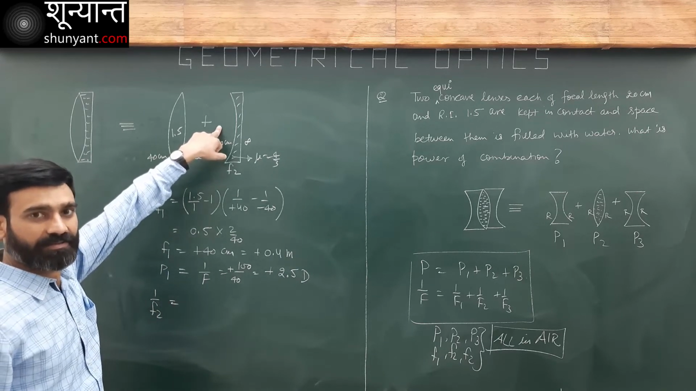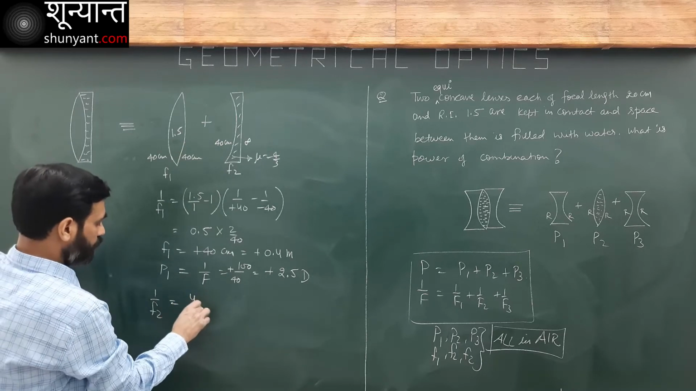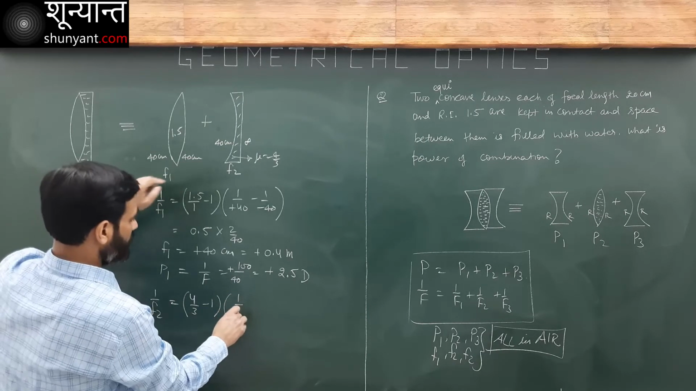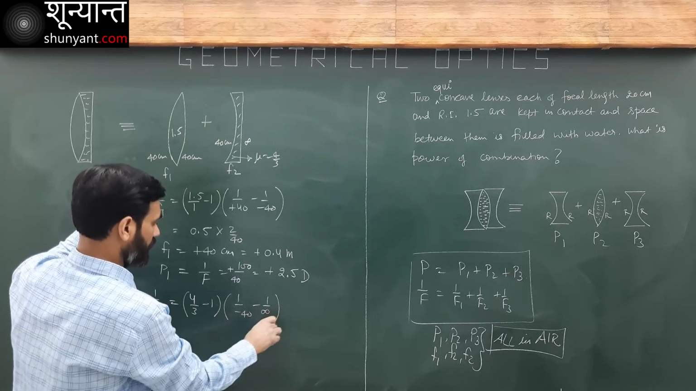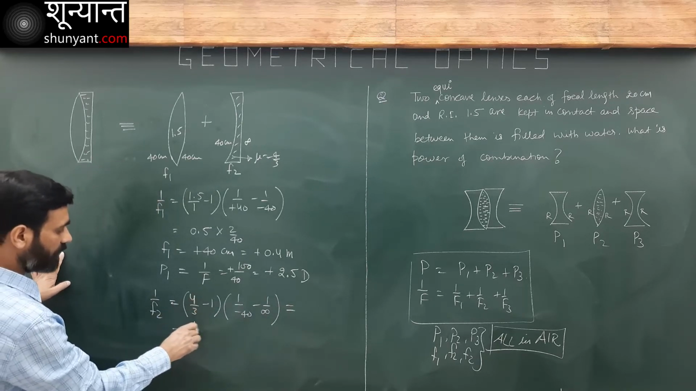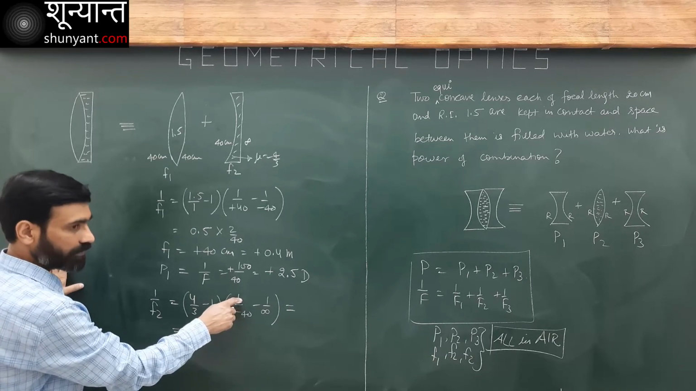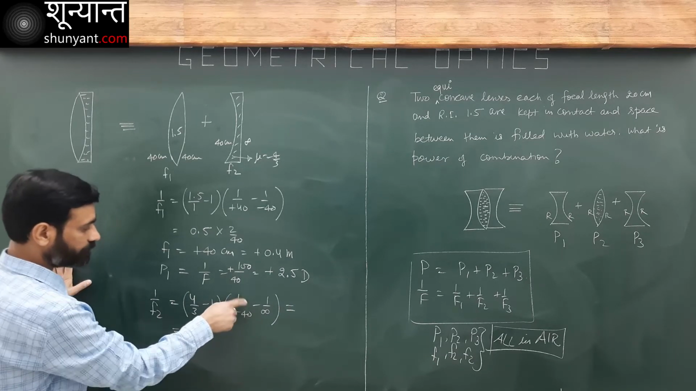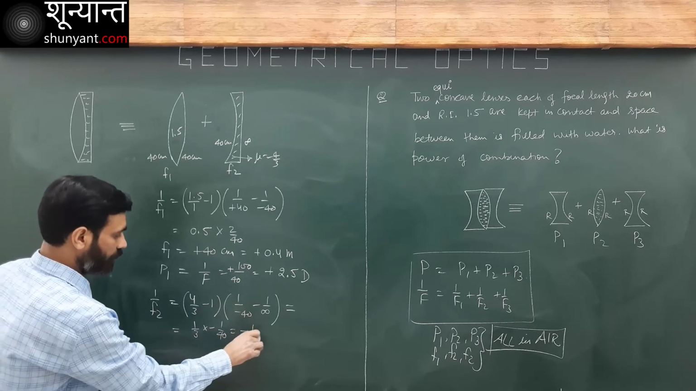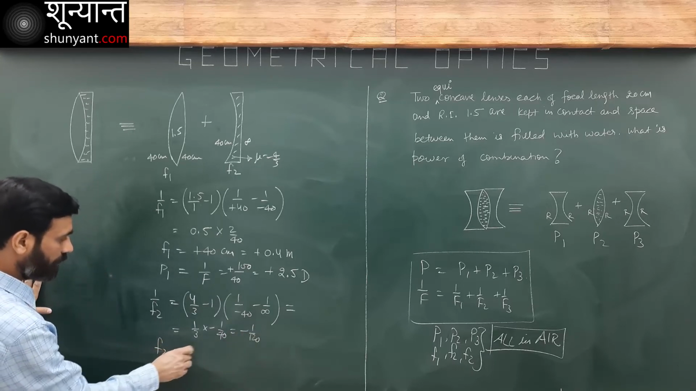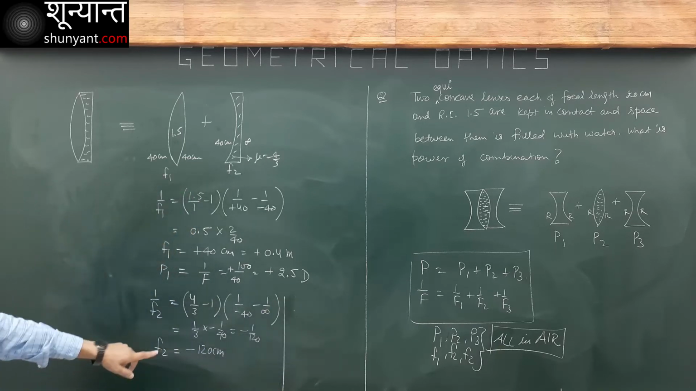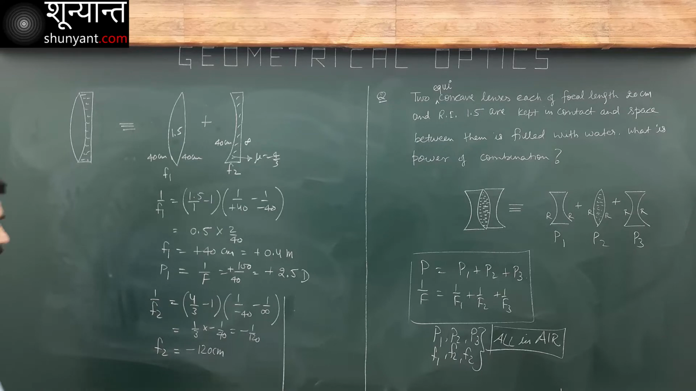f2, this is the second lens. It is 4 over 3 minus 1, times 1 over minus 40 minus 1 over infinity. It is going to be equal to 1 over 3 times this. How much is this? Minus 1 over 40. So minus 1 over 120. So the focal length f2 becomes minus 120 centimeter.